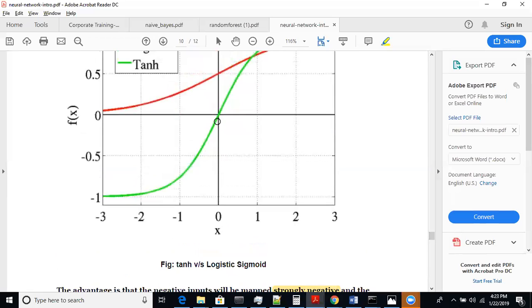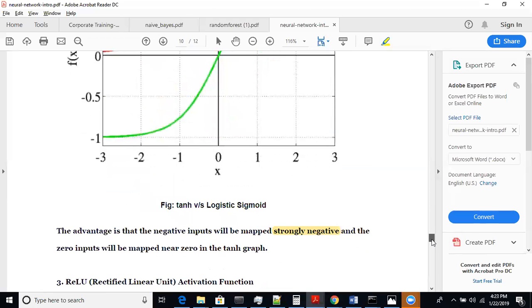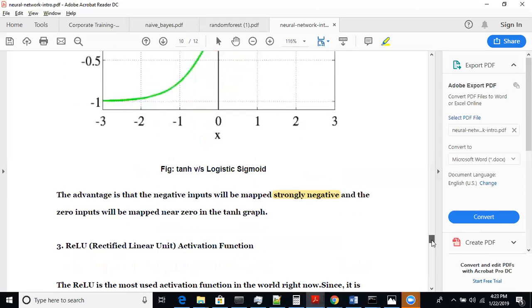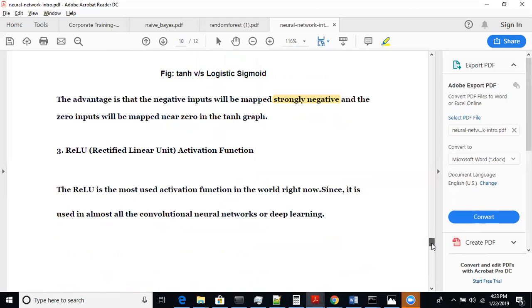So 0 will stay at 0 only. If it is negative, it goes in the negative range, so it is smoother in that sense. And this one is the most actively used. Any kind of problem you can use ReLU for. ReLU is the most widely used function.